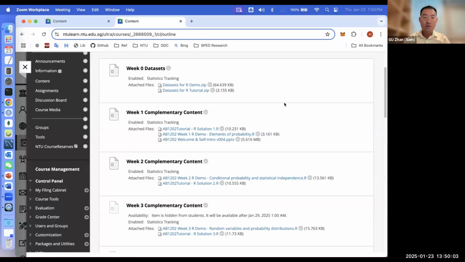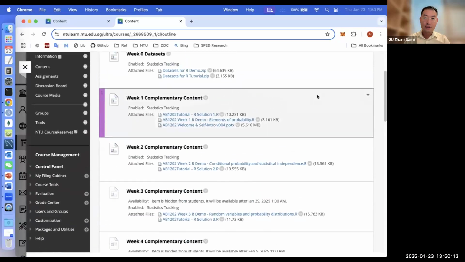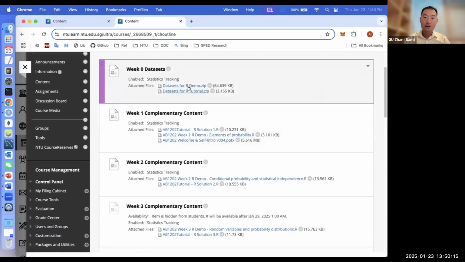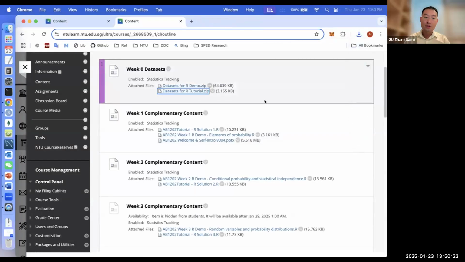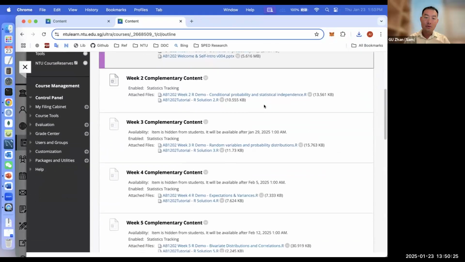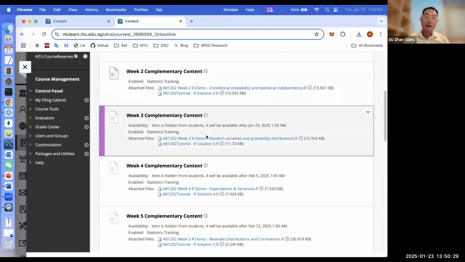So first, please go to the course NTU module. So we go to the content, make sure you're in the content. After you're in the content, we can download a few things first. So these are our data sets that are being used for our demo code and our tutorial code. So you download these two first. Then you scroll it down. You should be able to see the week 3's complementary content by now.